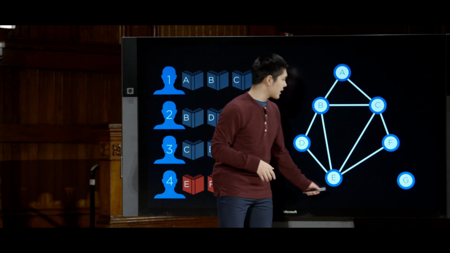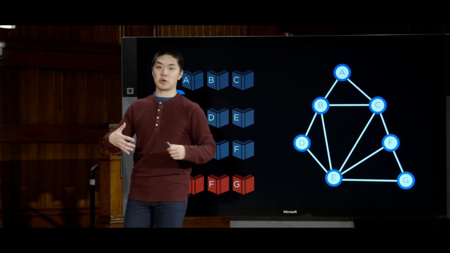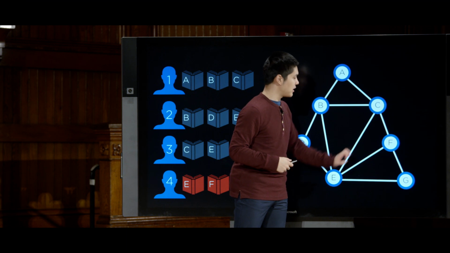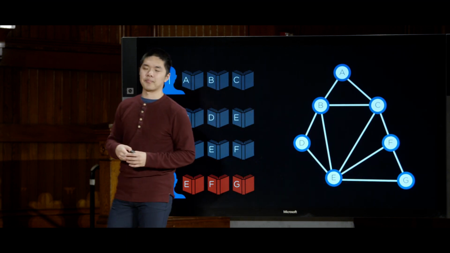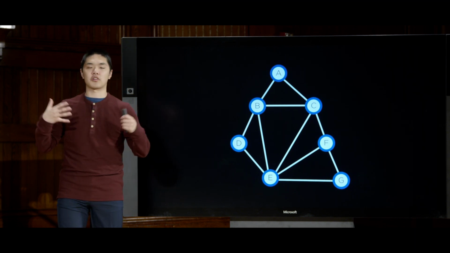And we can represent that by drawing edges between E, F, and G, although E and F already had an edge between them. We don't need another one, because this constraint is just encoding the idea that course E and course F cannot have an exam on the same day. So this, then, is what we might call the constraint graph.